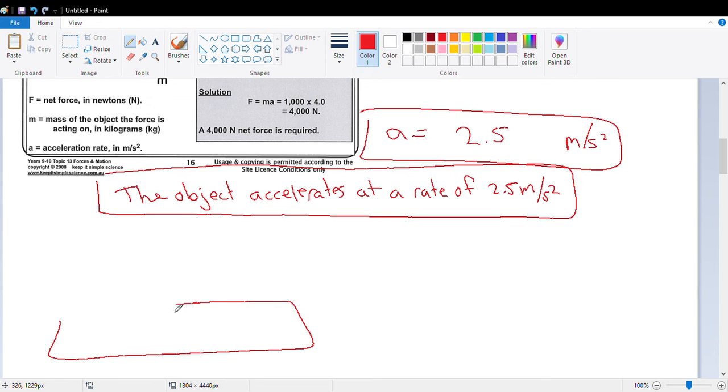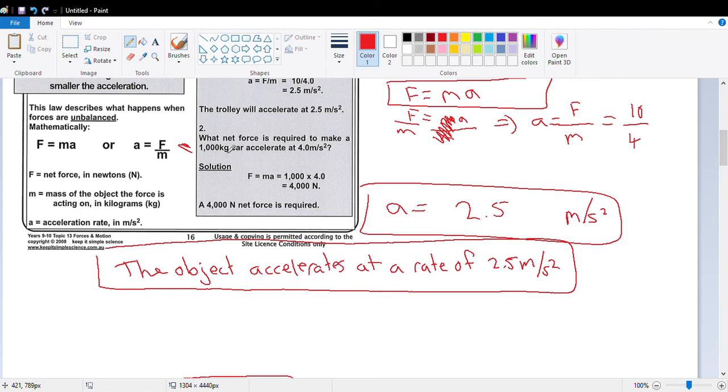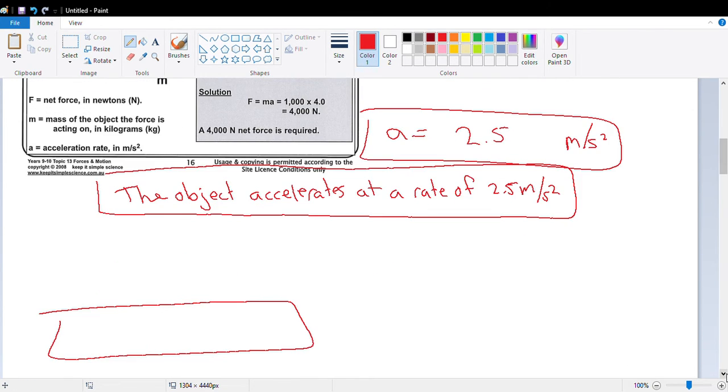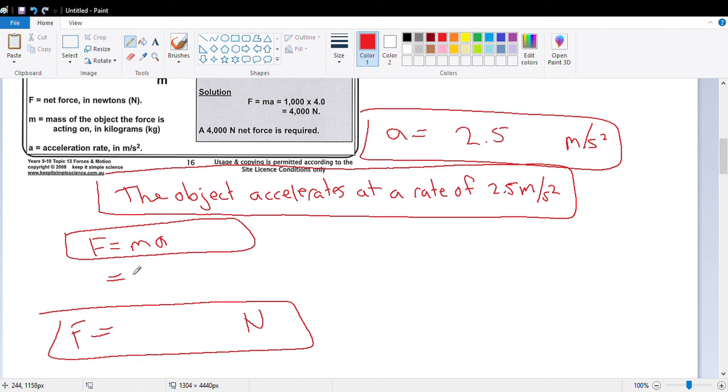Step 1, what are we trying to find? How much force does it take to push the car? So we're trying to find the force, and force is measured in something called newtons. Because it has to do with force, we're going to use the F equals ma equation. I'm making substitutions, so I'll put in my brackets.